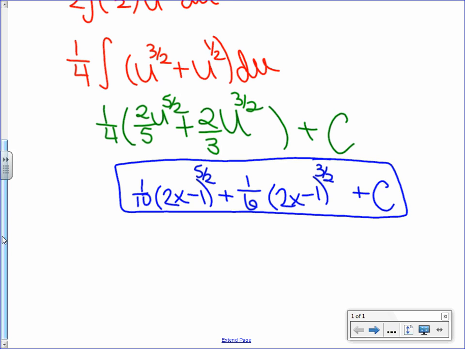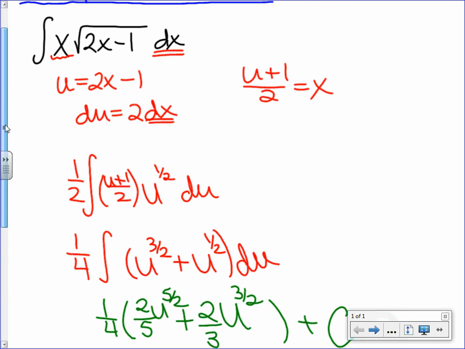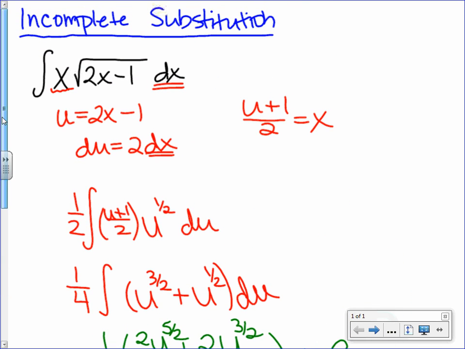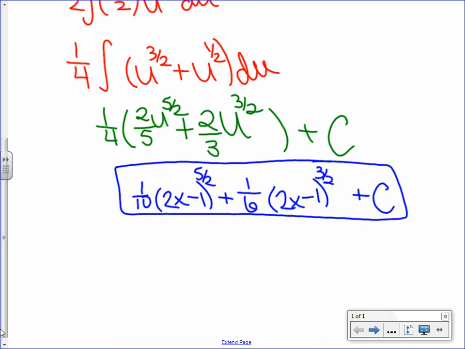Questions on this process? Why is it called incomplete substitution? Because when we substitute, we don't completely substitute for it. Gotcha. Yes. Alright, let's look at another one.